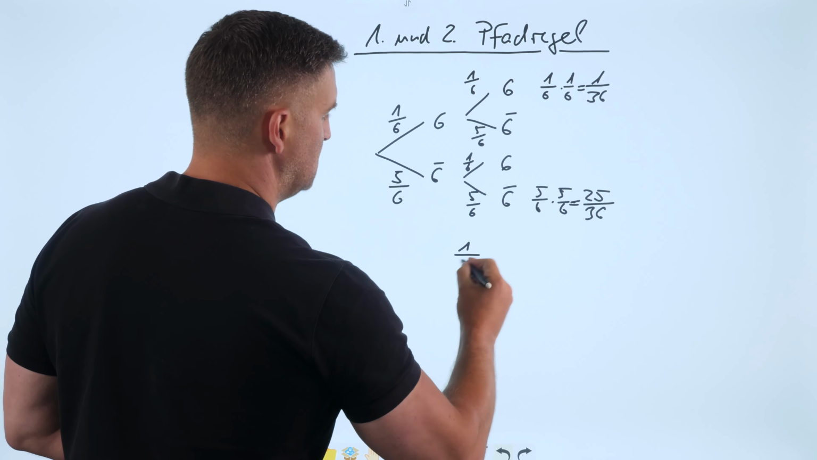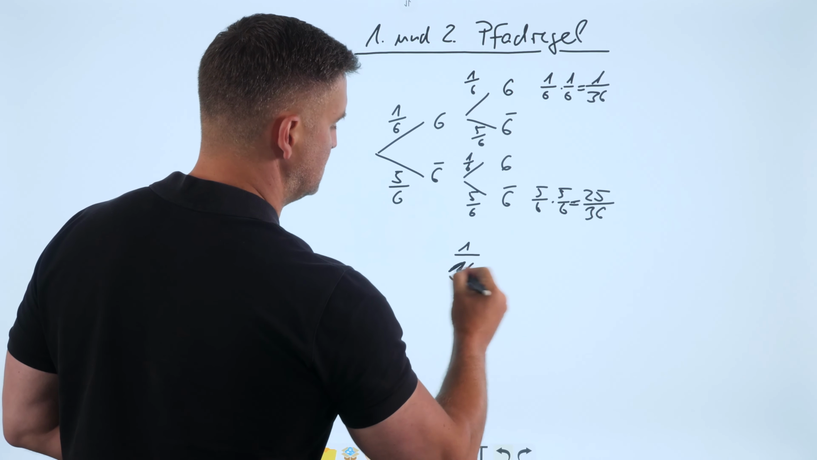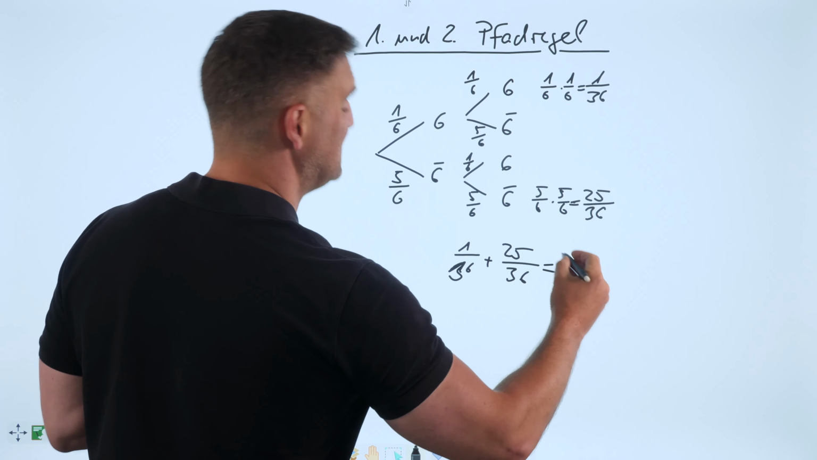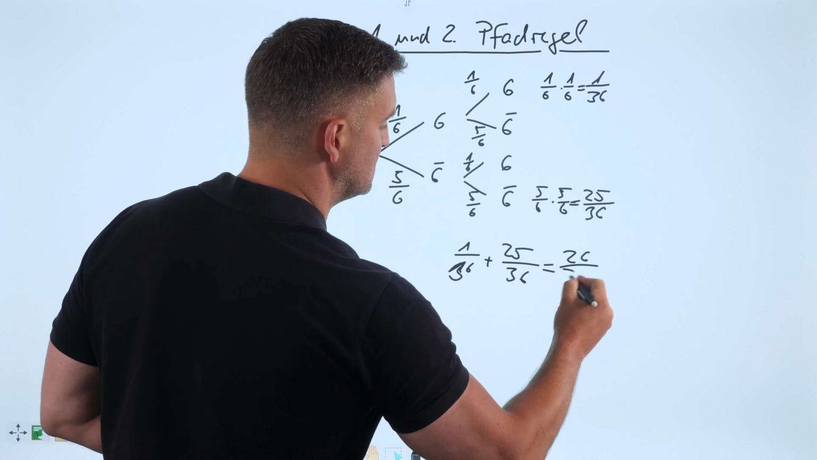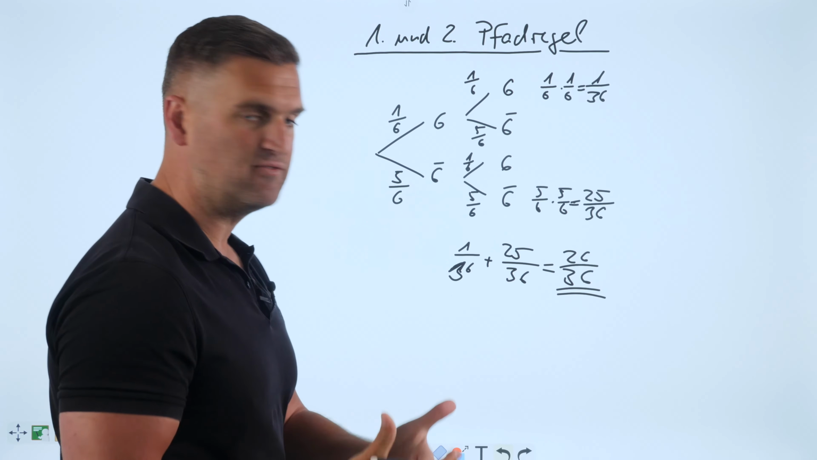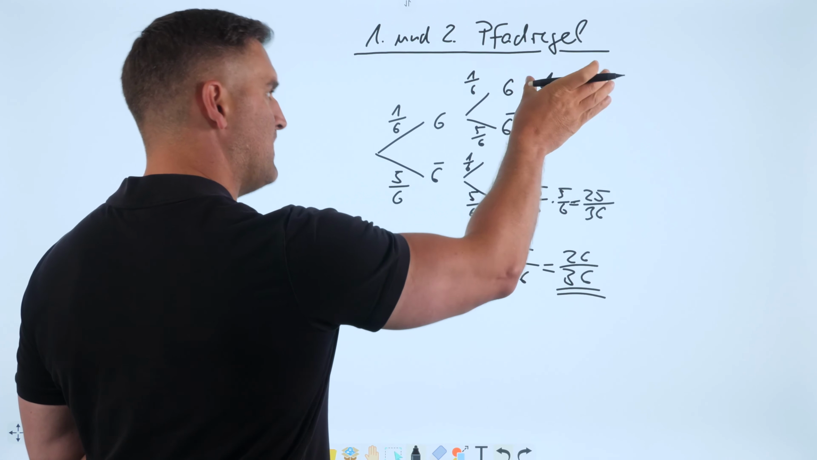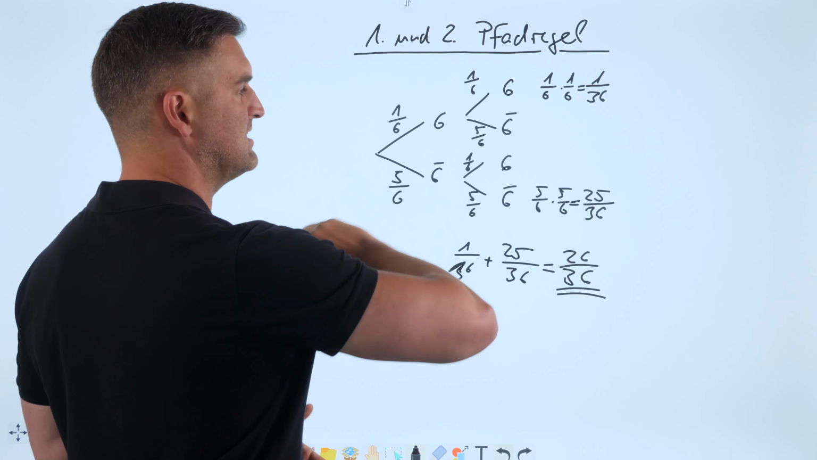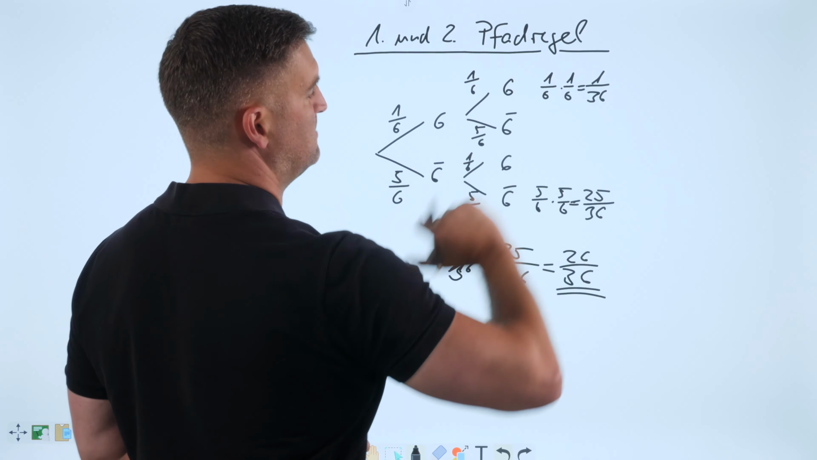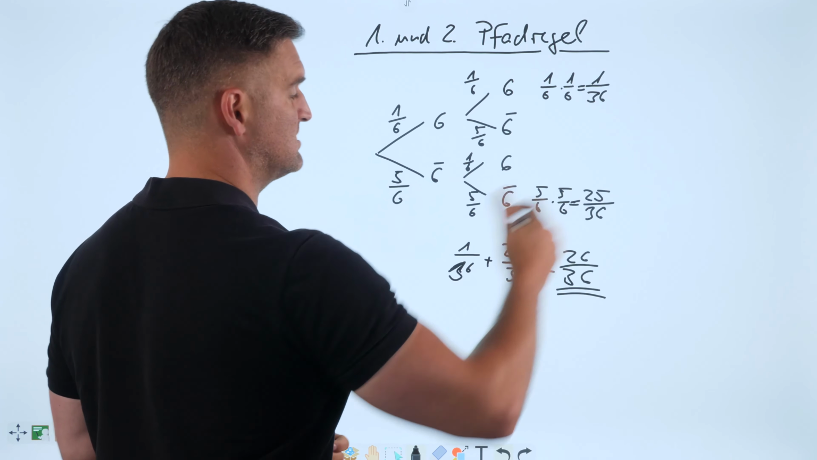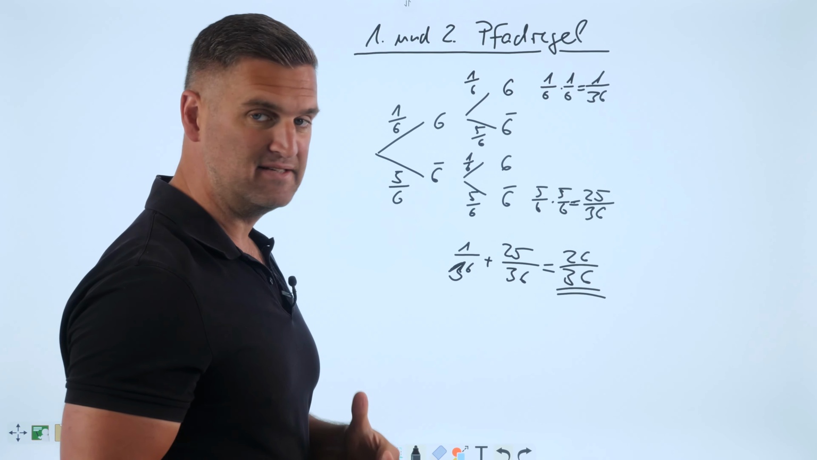With 1/36 plus 25/36 equals 26/36. That would be the probability that in 2 rolls you either roll a 6 twice in a row or don't roll a 6 on either roll. First path rule, along a path you multiply. Second path rule, if I'm interested in several calculated paths, you add them accordingly.